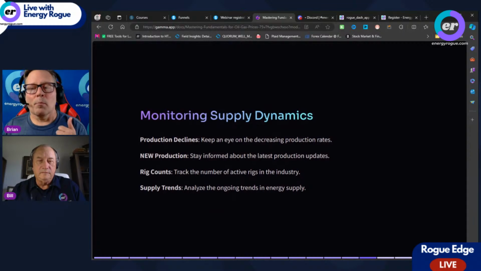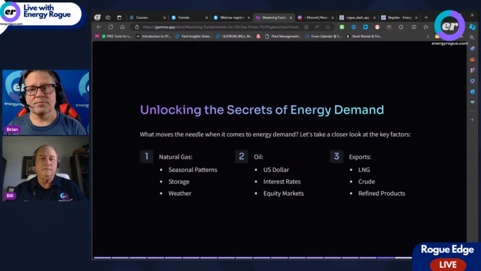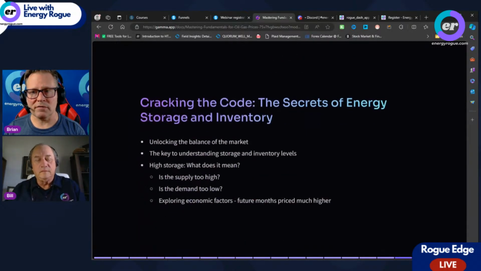So, monitor supply dynamics. Unlock the secrets of energy demand. On natural gas, you have to look at things like seasonal patterns, storage, weather. On oil, look at the US dollar, interest rates, equity markets. You have to look at exports on LNG, crude, and refined products, because all of that matters. Cracking the code: the secrets of energy storage, unlocking the balance of the market.